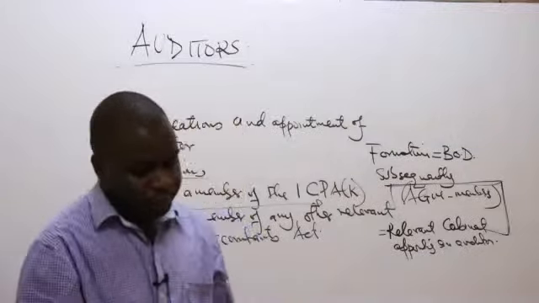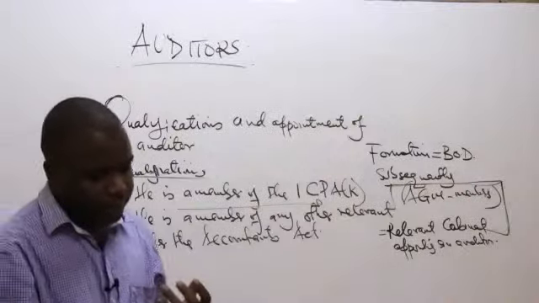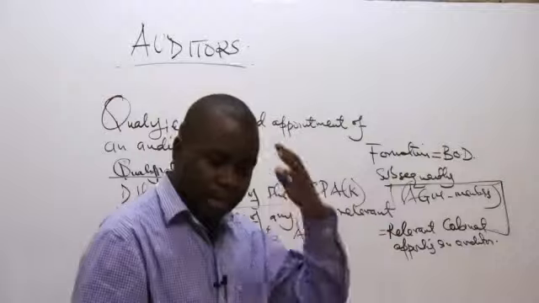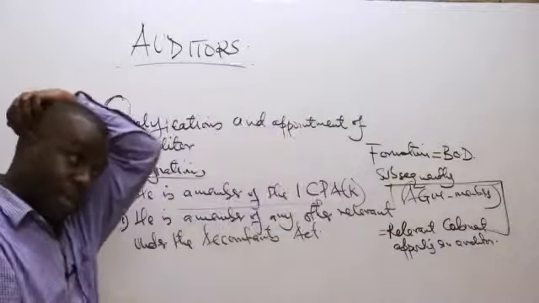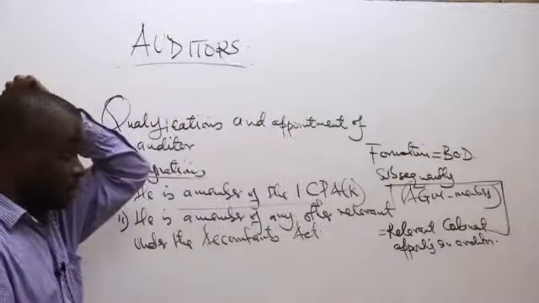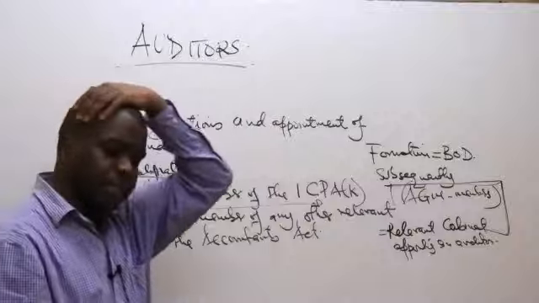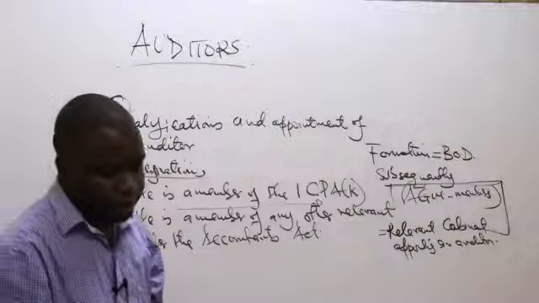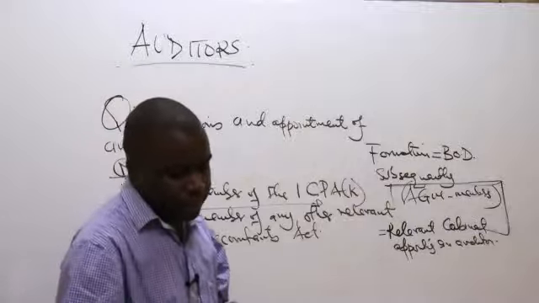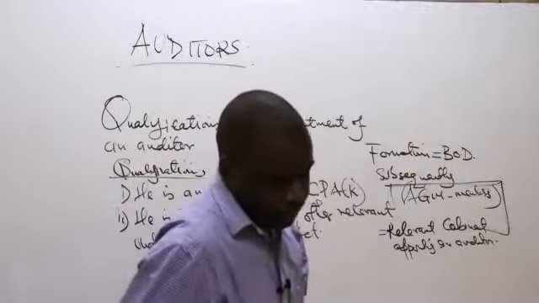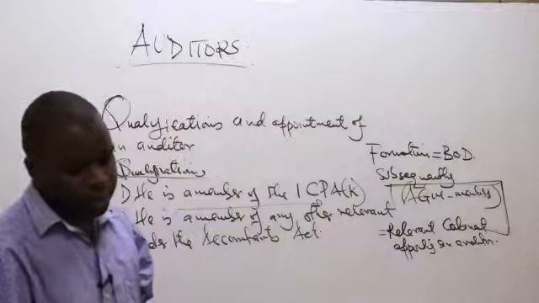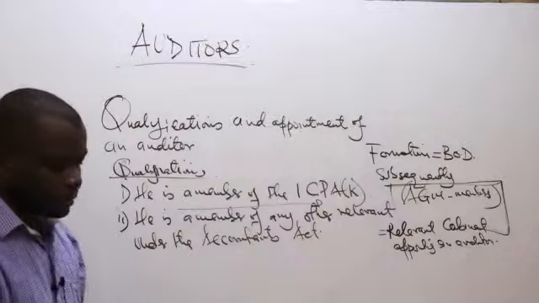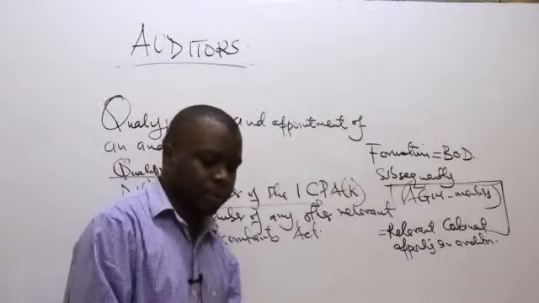Number 2, a resolution has been passed to reappoint someone else. A resolution has been passed to appoint someone else to serve as an auditor and not him to be reappointed. Then number 3, a resolution has been passed that he should not be reappointed.